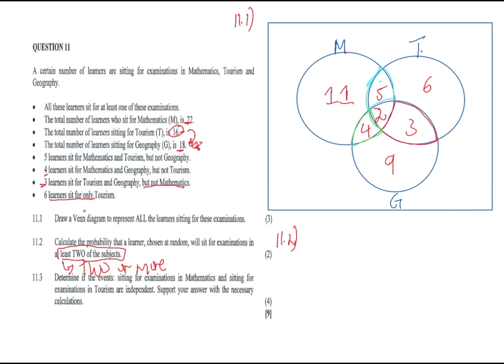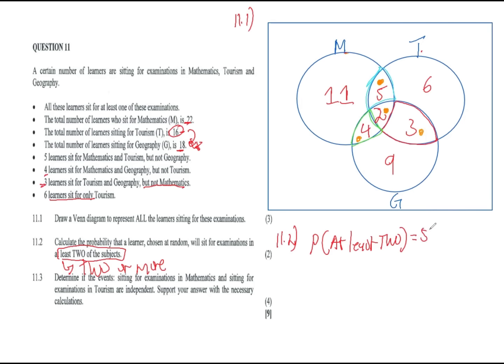So how many learners exactly sit for 2 exams? There's 5 learners that sit for maths and tourism. There's 4 learners that sit for maths and geography. There's 3 learners that sit for tourism and geography, right? But then they said "at least", meaning it can be those learners and also the ones that actually sit for all those 3 exams, which means we must also include those 2 learners that actually wrote all the subjects that were mentioned, right?